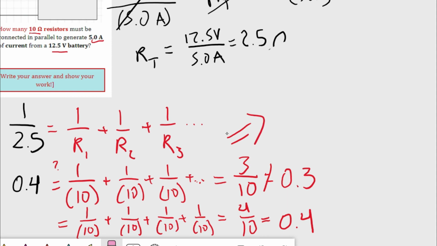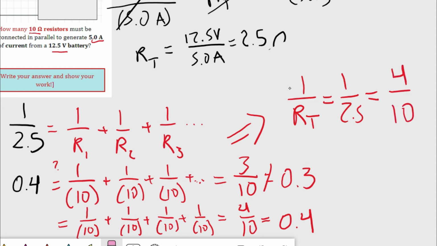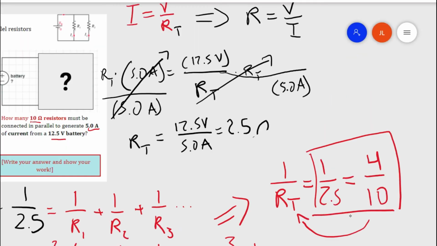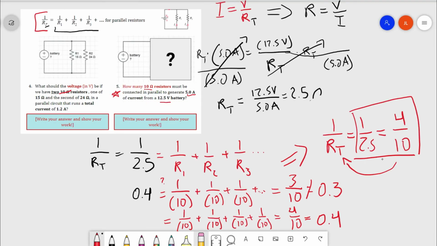Let's write this in a simpler manner. 1 over RT, which in this case was 1/2.5, is the same thing numerically as 4 over 10 ohm resistors. This relationship is what gets us connecting each individual resistor's contribution to the total resistance. The total resistance, which once again, we use to solve with Ohm's law as normal, right? As we would solve for any simple current model. That's how you get RT.